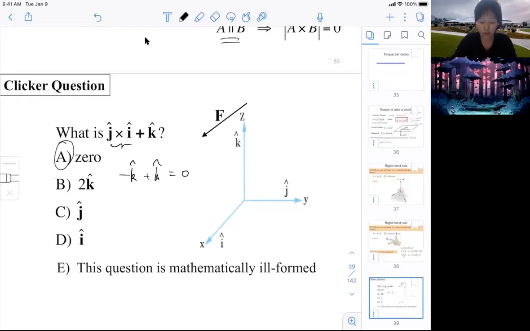Now, if it were I cross J, you see I is this way, I is my X, J is to my right. If I do I cross J, I get K. So if I do I cross J plus K, then you would choose B, and that would be the correct answer. But since it's J cross I, that is negative K. So just be a little bit careful of which one is crossed into which one. The first variable is the four fingers where I start my right hand on.